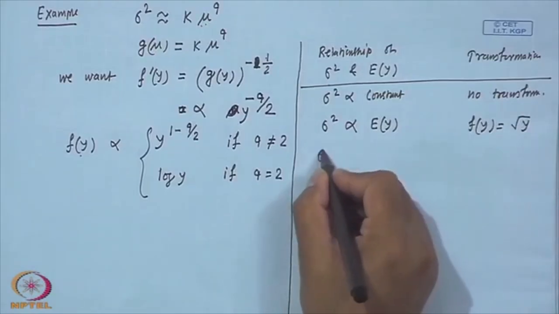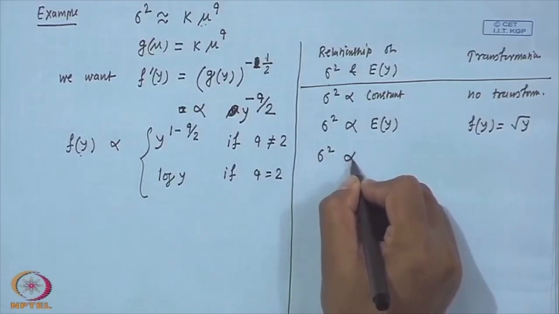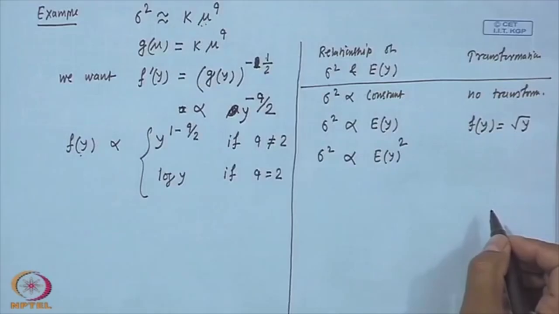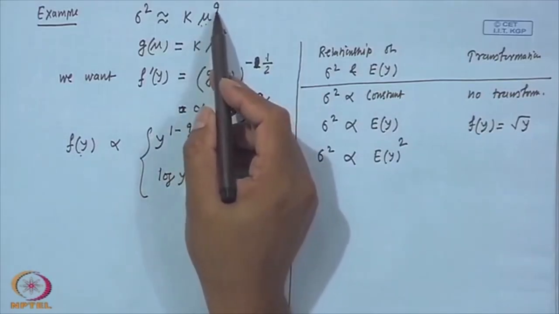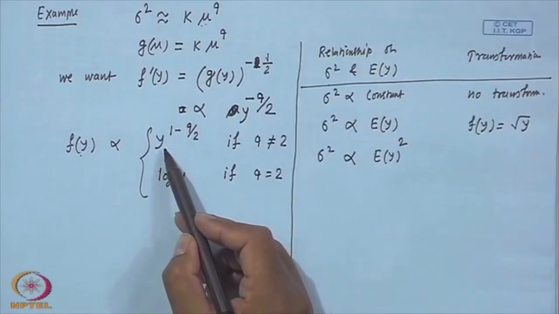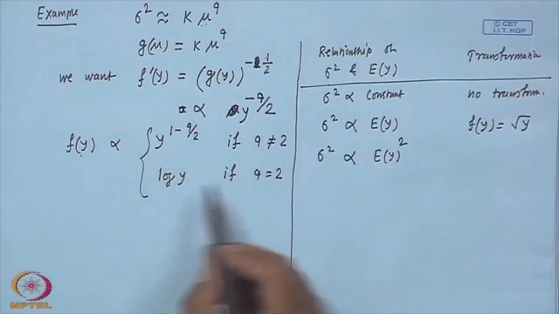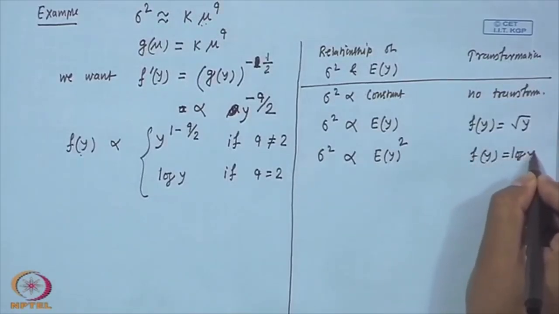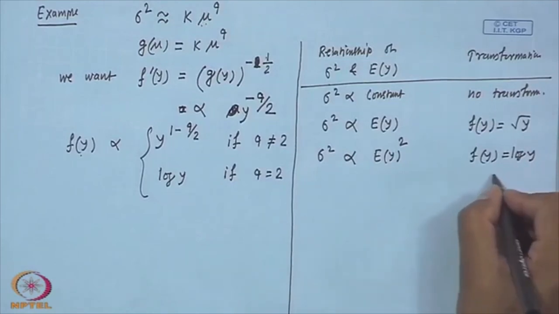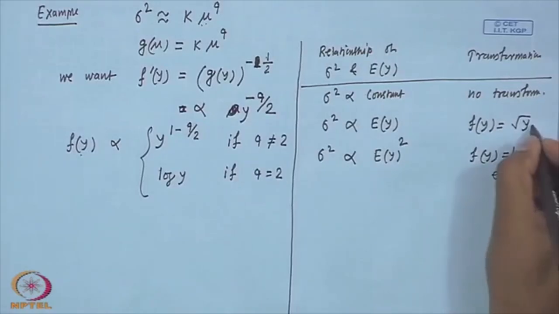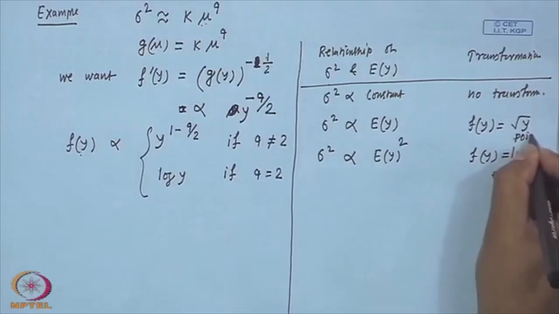Now, if sigma square is proportional to expectation of y square, then q is equal to 2 here. So, you put q equal to 2 here, and then f y is equal to log y, and this is the case when y follows exponential distribution. This is the case of y follows Poisson distribution.